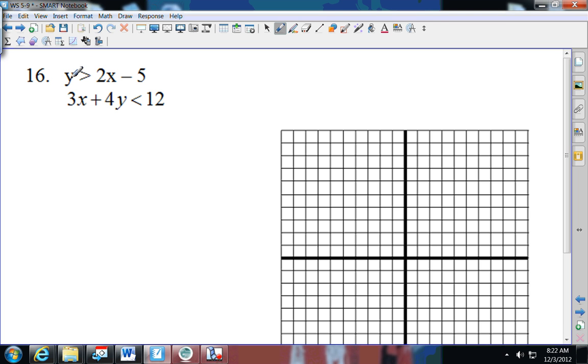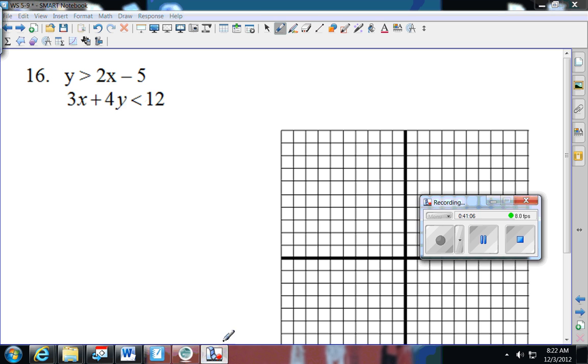I can do this one already from the beginning because it's already set in slope-intercept form. So I'm going to graph the y-intercept and the slope. Those of you at home, go ahead and try to graph that one. And then the second one, what do you have to do before you graph it? Solve it. You have to put it in slope-intercept form. So let's do that now.